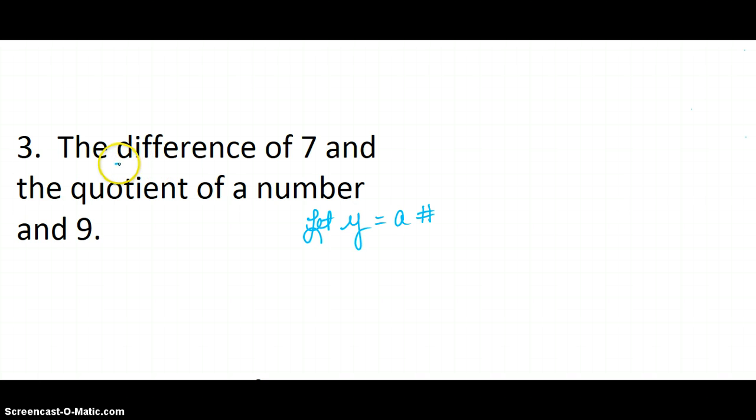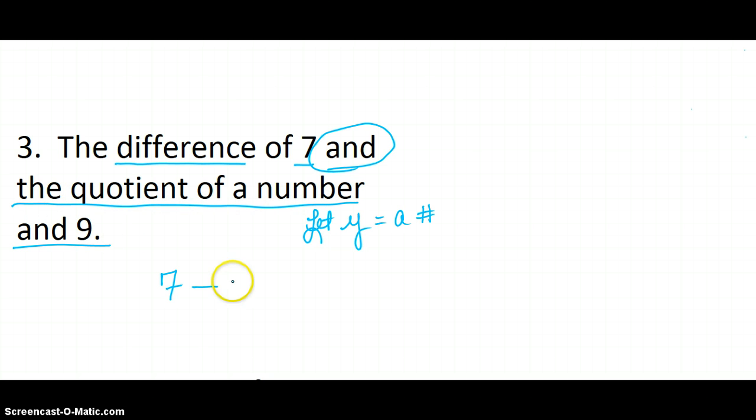So the difference of 7 and this word "and" means that the next two parts are connected. The difference of the number 7, so 7, and the word difference means subtract. The difference of 7 and the quotient of a number and 9. The quotient of a number and 9 are one thing. So that's the quotient of a number and 9, and that's your final answer. You can't bring any of that together.